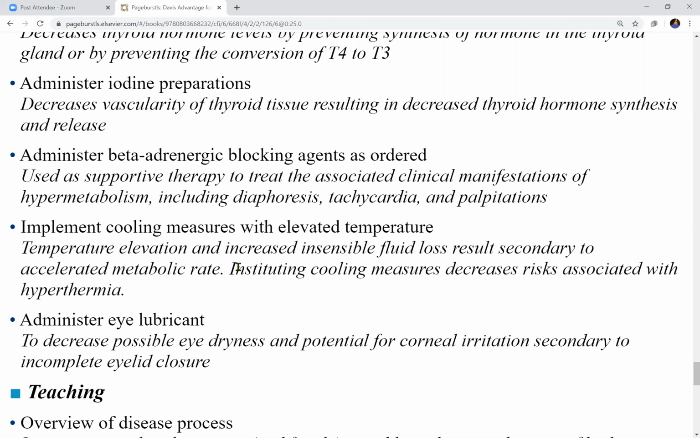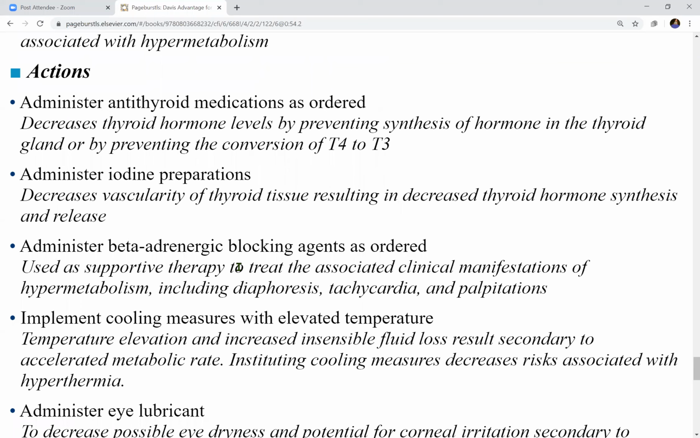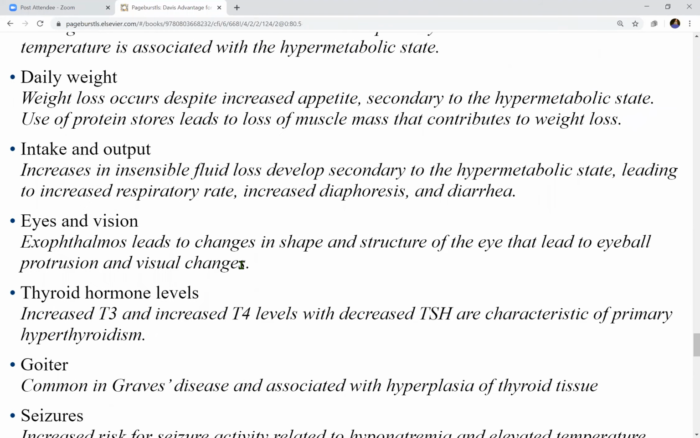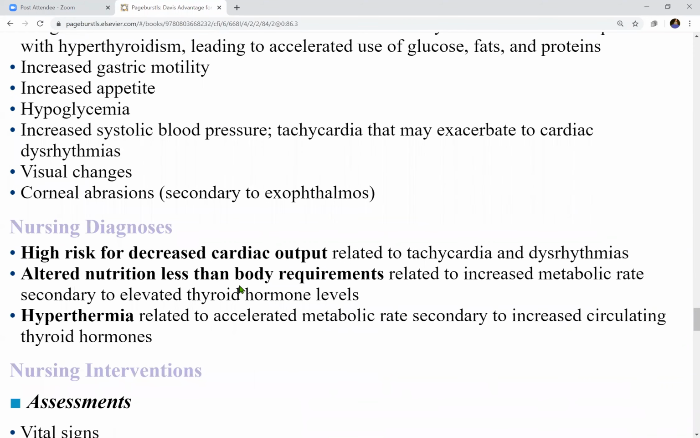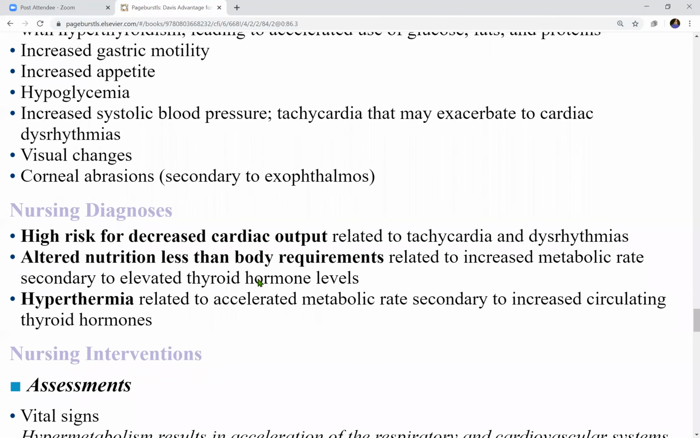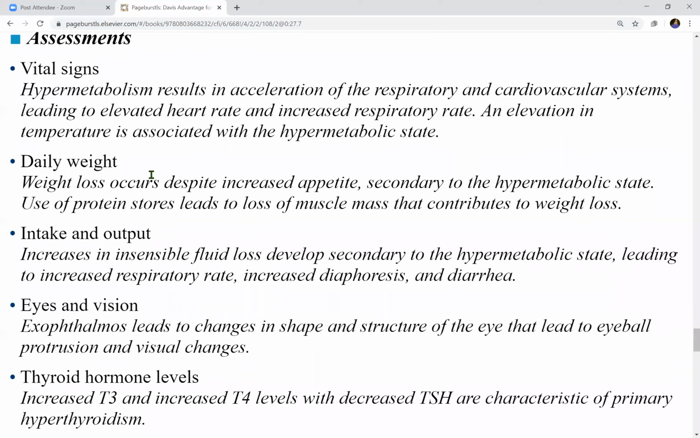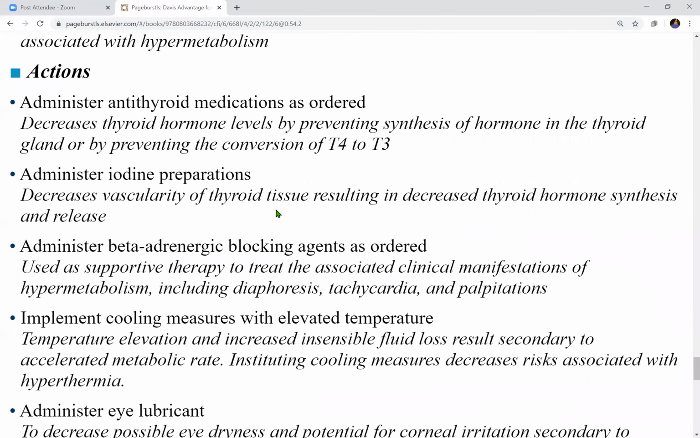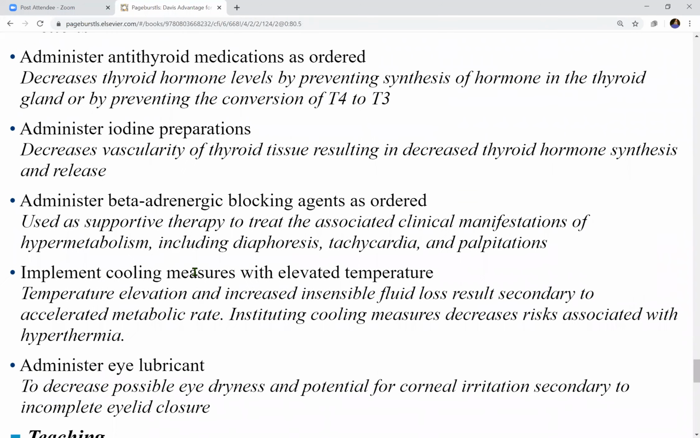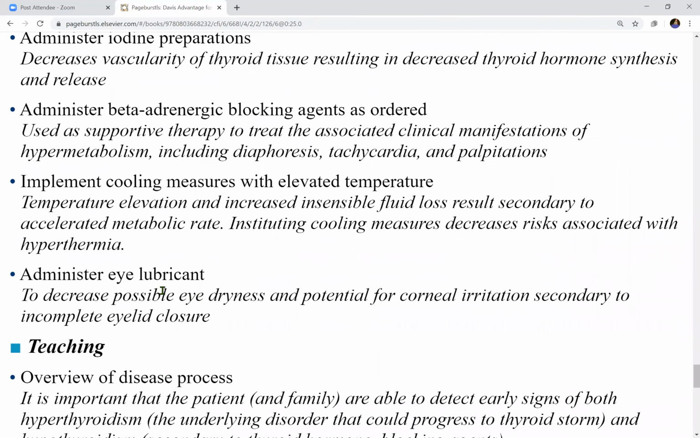So this part here is still part of hyperthyroidism, okay? This is not a continuation of the post-op. So post-op stopped there, but remember the patient now develops hypothyroidism after surgery in the case of total thyroidectomy. So these nursing care activities here are referring to before surgery. Here, you're still giving antithyroid medications, iodine preps, the beta blockers, cooling measures, and eye care.